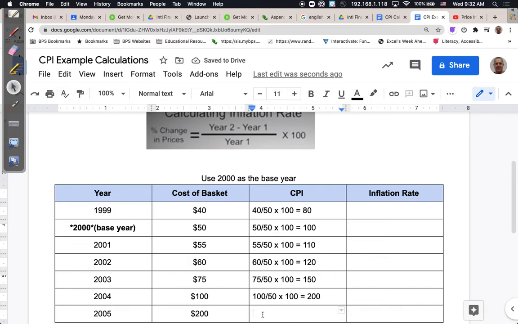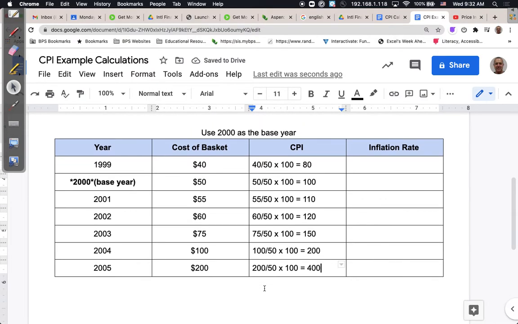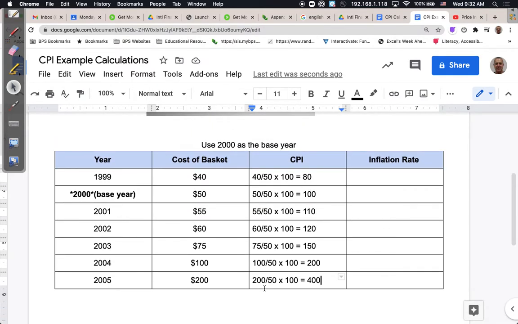All right. 2005, the cost of the basket of goods is up to $200. The base year, it was only $50. 200 divided by 50 is 4. 4 times 100 is 400. All right. And the units are not dollars in CPI. But what we can say is that in 2001, the goods considered important to the average consumer cost 10% more than they did in 2000.